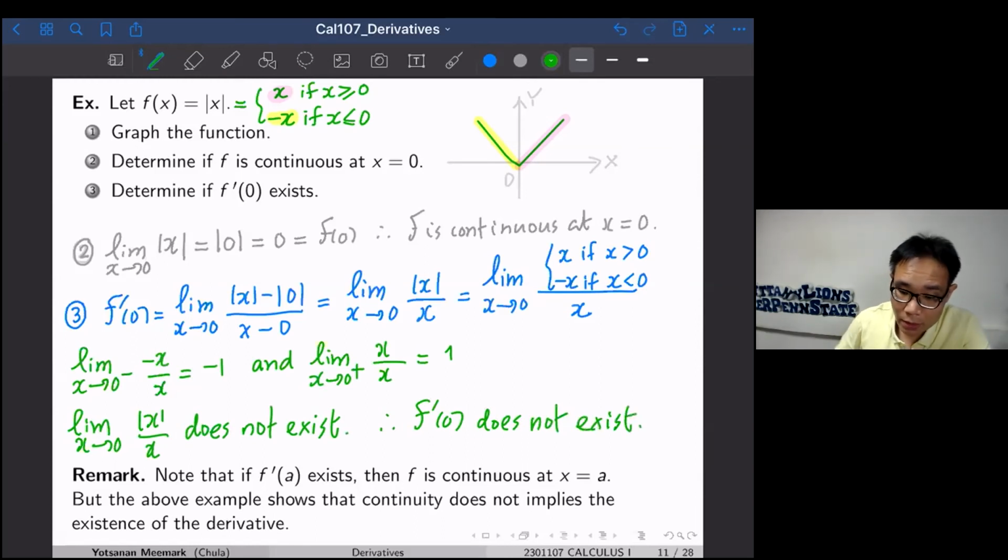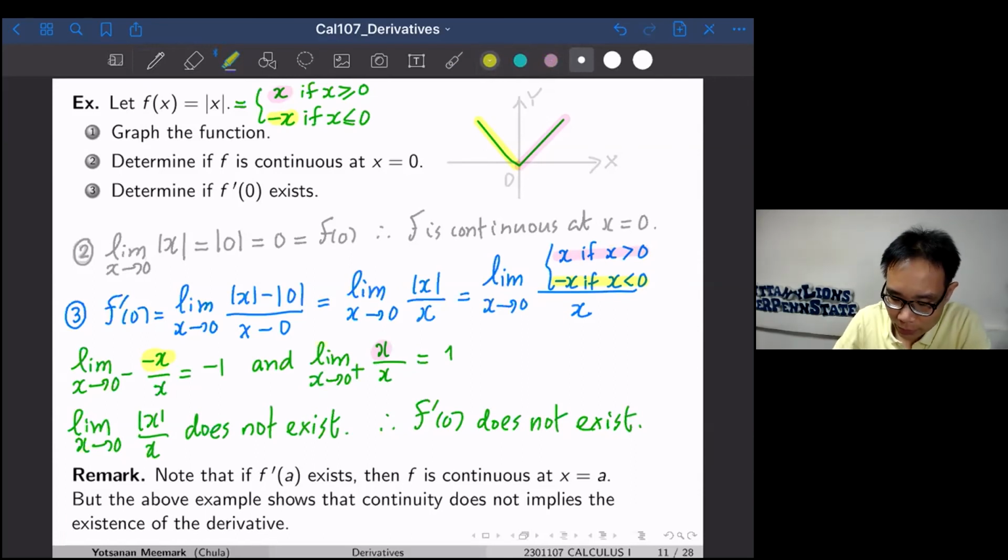Okay, let me explain a little bit. For this one, you have x positive. So you are in the right case, and you are in the left case here. Okay, so the left limit does not equal the right limit, and the limit does not exist in this case. However, this function is continuous at 0. Okay, it is continuous, but the derivative does not exist.